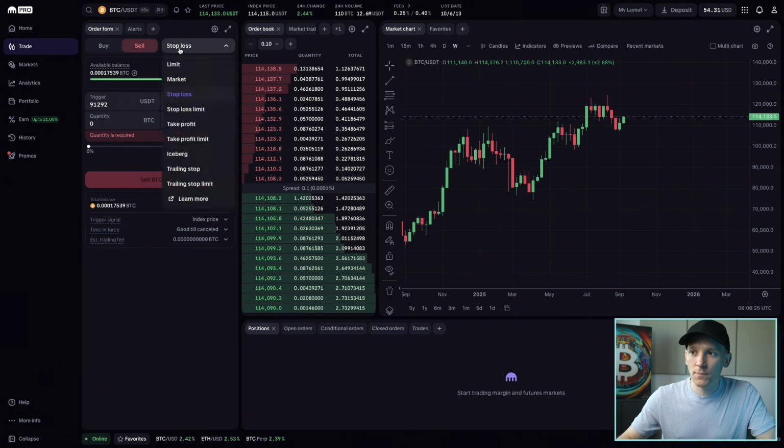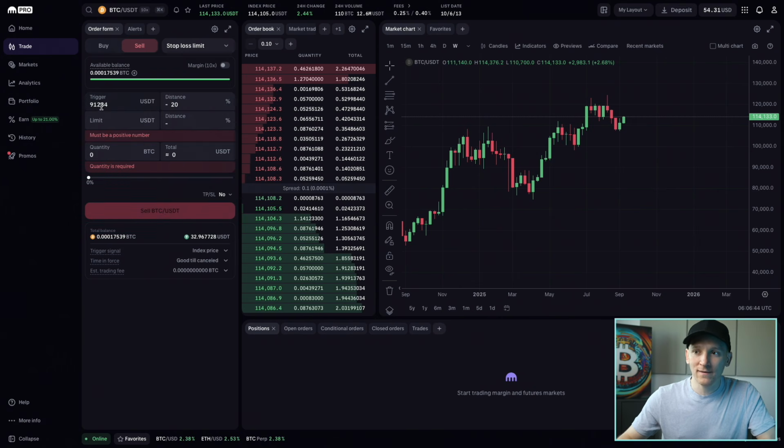So we're going to choose stop loss here. Now you have stop loss, that's a market order. So you can put a stop loss market order in, which basically means at the trigger price, enter my sell order as a market order and trade immediately. You can also choose a stop loss limit or a trigger limit order, which is when the trigger price is hit, it enters a limit order for you, which would be a sell order in this case.